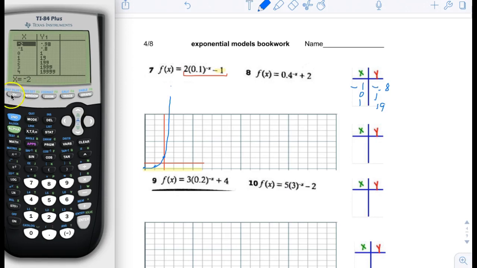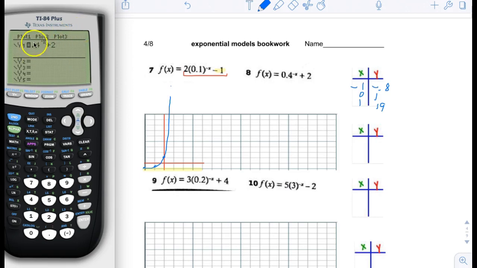Let's do the next one. The next one is 0.4 to the negative x plus 2. So looking at this, we can already predict that the horizontal asymptote is going to be at y equals 2. When we have a number less than 1 to the negative power, it's like two opposites that cancel each other out. So basically we get a growth function anyway.